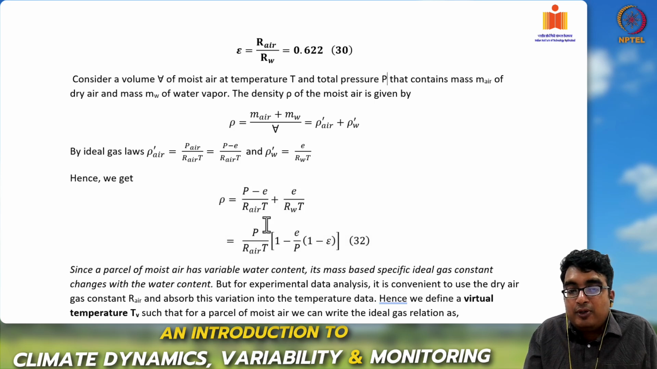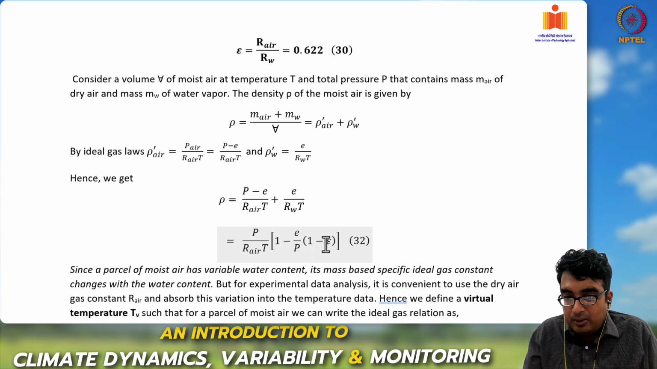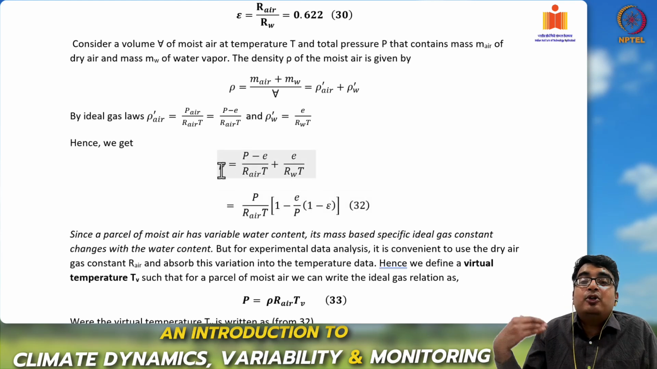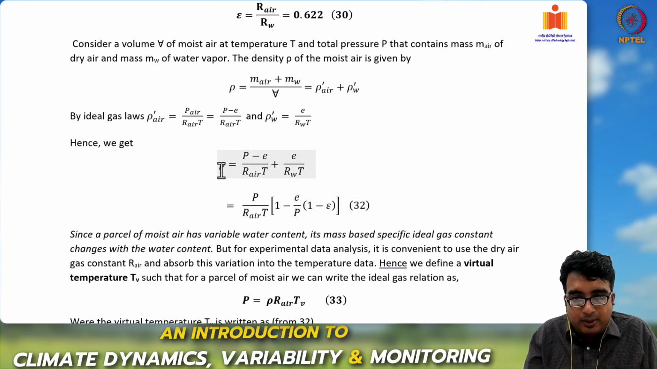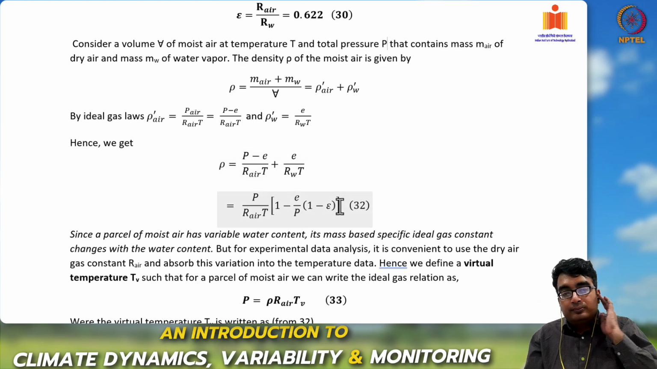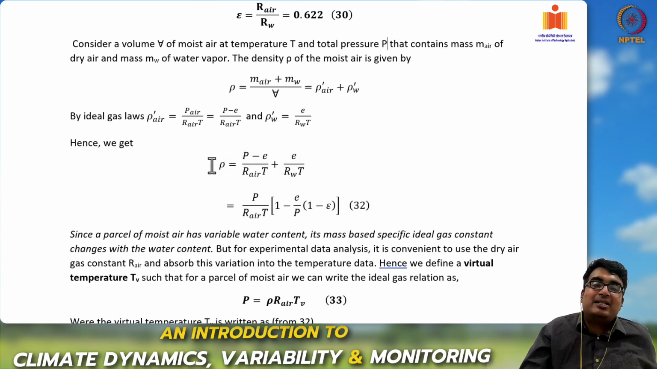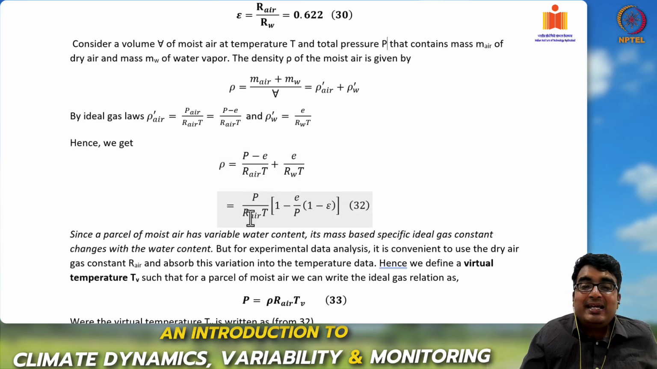So if you take P by R air into T out within brackets, then the terms that remain here can be written as 1 minus E by P into 1 minus epsilon. So this is the expression we are getting for the density of the total moist air parcel. Now this is like the ideal gas law when we are taking R air into the picture.